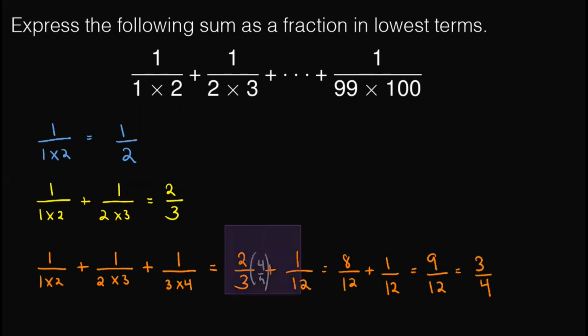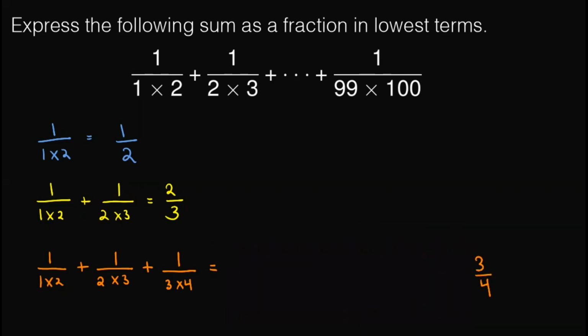So let's remove this one. Move this one to the left. And so we know that 1 over 1 times 2 plus 1 over 2 times 3 plus 1 over 3 times 4 is equal to 3 over 4. And so what can you observe out here?